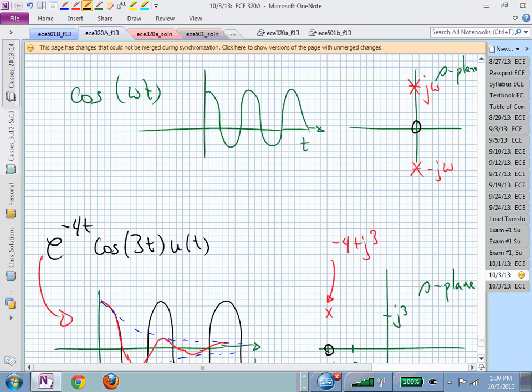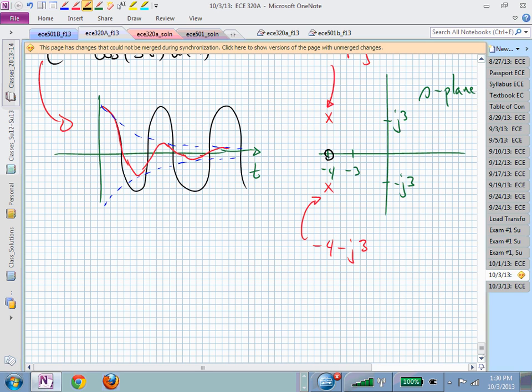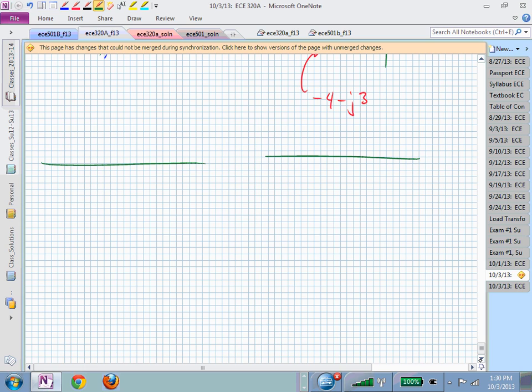Okay. Any questions on that? Is that helping? Well, we'll see if the computer continues to help. We have one more operational transform, and that was the scaling theorem.